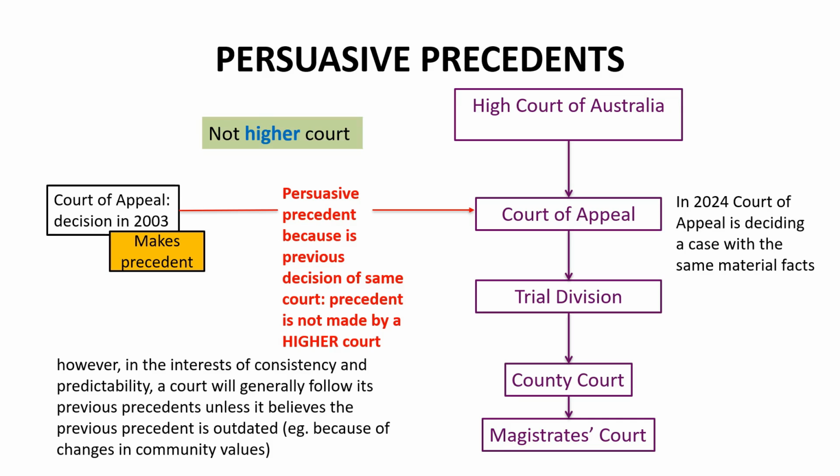Nevertheless, courts generally follow their previous precedents because this ensures consistency and predictability. It's only in a fairly unusual situation, for example where the previous precedent is very old and outdated, perhaps because of changes in community values, that a court might not follow its previous precedent.